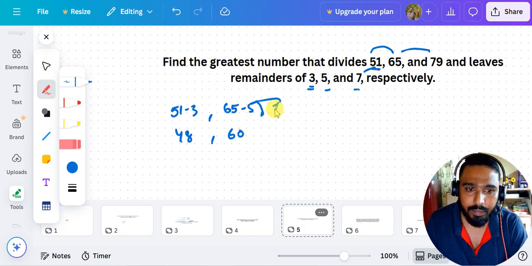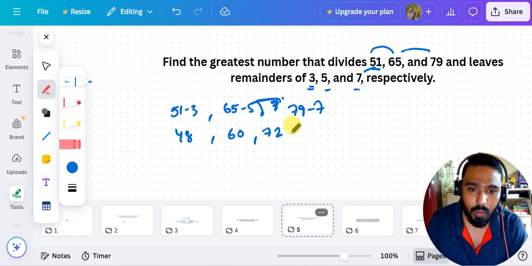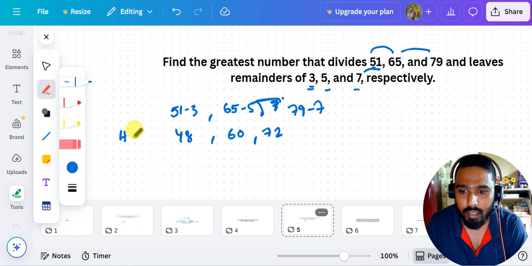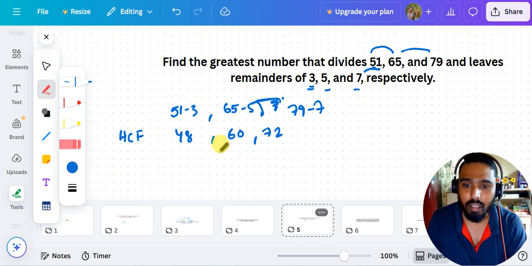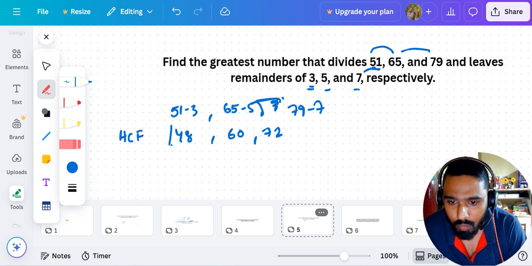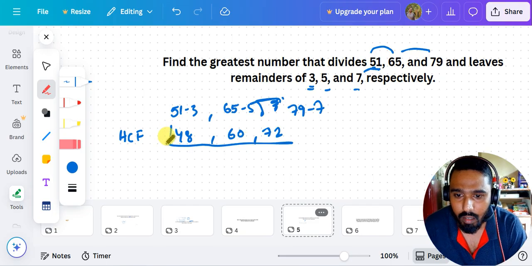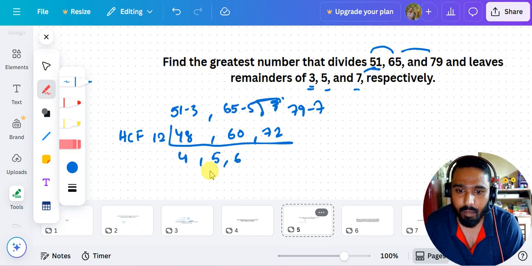Then 79 minus 7, which you will get as 72. Okay, once you get that, just take the HCF of these three. आप directly कर सकते हो तो करो, आप नहीं कर सकते हो तो what is a number which can divide all these three? 12. 12 से ये 4 times जाएगा, ये 5 times जाएगा, और ये 6 times जाएगा.